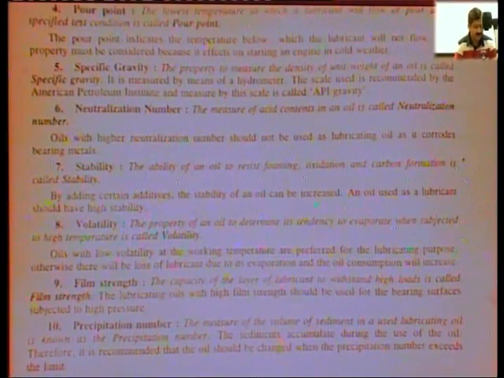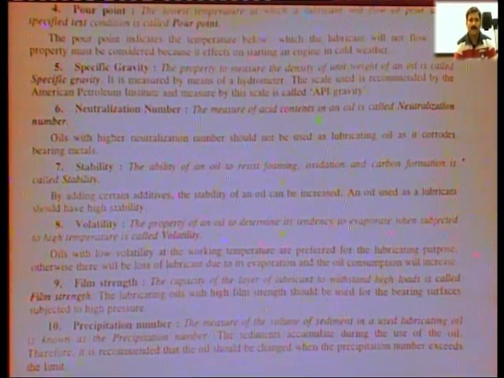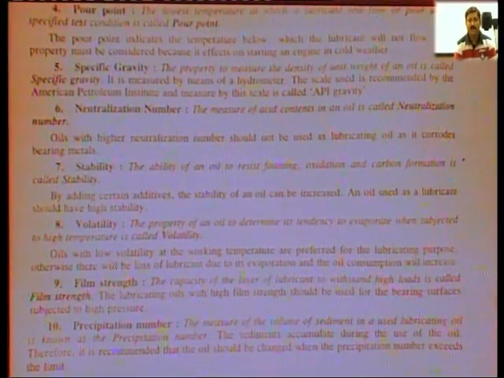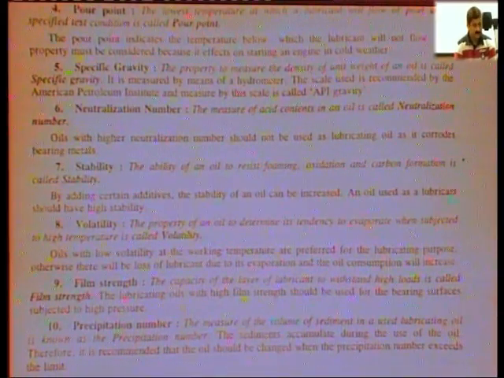Next is the volatility. Volatility determines how readily, or the tendency of the oil to get evaporated. Oils with high volatility should not be used, as there will be loss of the lubricant and the lubrication purpose will not be served.